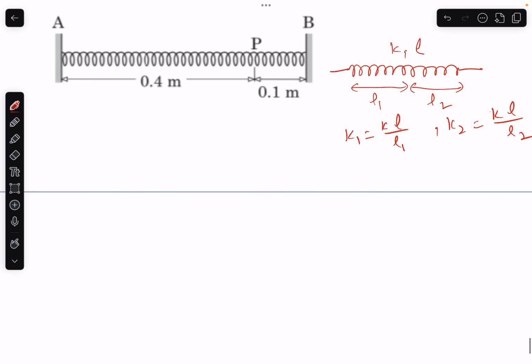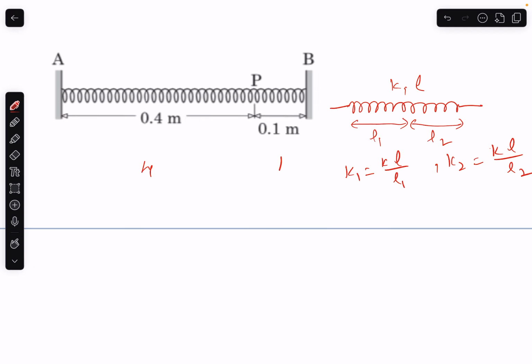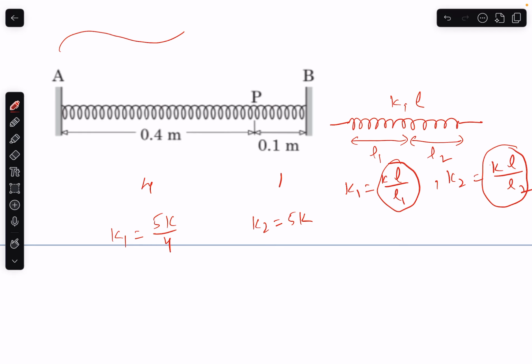If we see the two springs, they are in the ratio 4:1, so the total length is 5. The spring constant for the first part, K1, using this formula, will be 5K by 4. For the second part, K2 will be K times L by L2. L in total is 0.5 and L2 is 0.1, so this will become 5K, where K is the total spring constant, given as 100 Newton per meter.